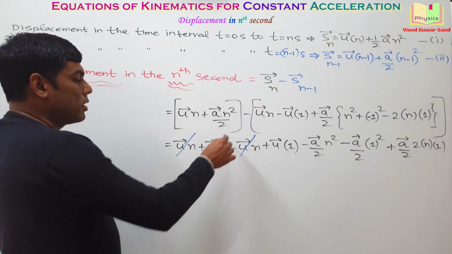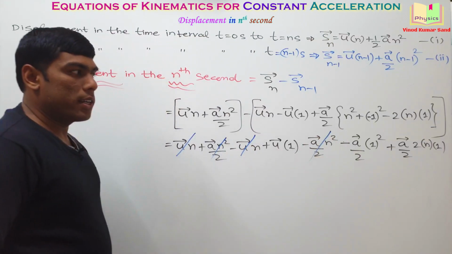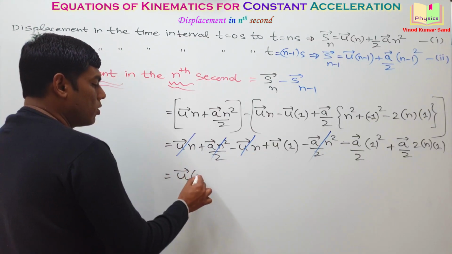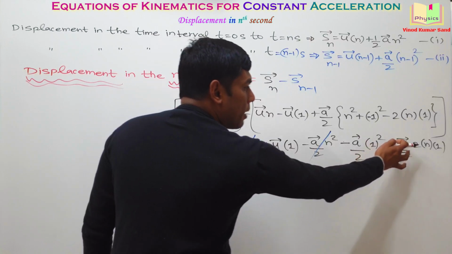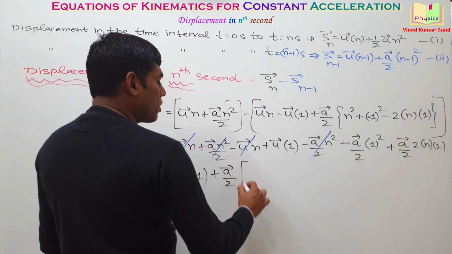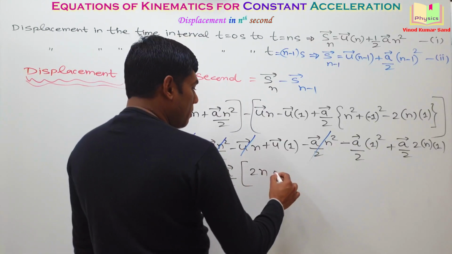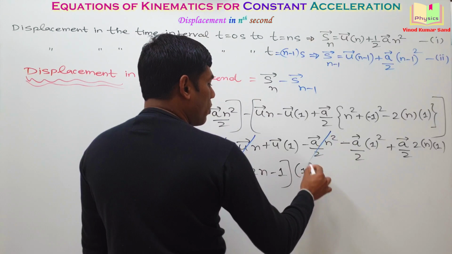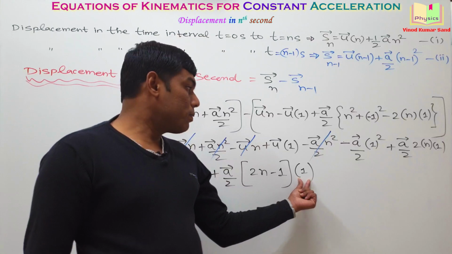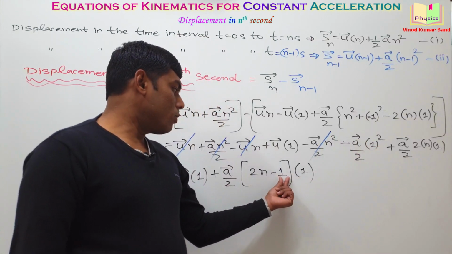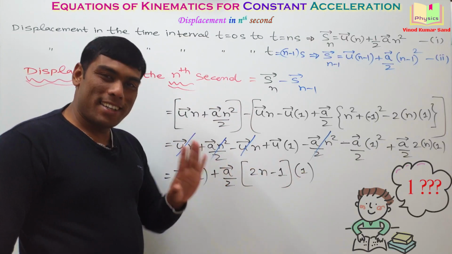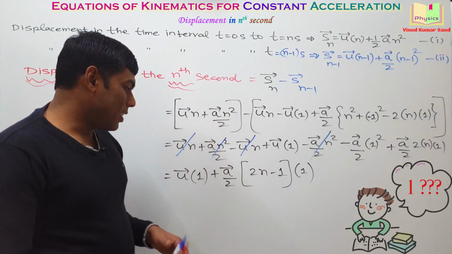un is getting cancelled out, an square by 2 is also getting cancelled out. Then what we are left with, u into 1, and this a by 2 I am taking common, so a by 2 into 2n minus 1 into 1. Pay attention, with this 2n there was a 1, here is that 1, with this 1 square, 1 and 1 here. I hope you understand. You might be thinking why I am carrying the 1 again and again. Just wait for a moment, you'll understand it.